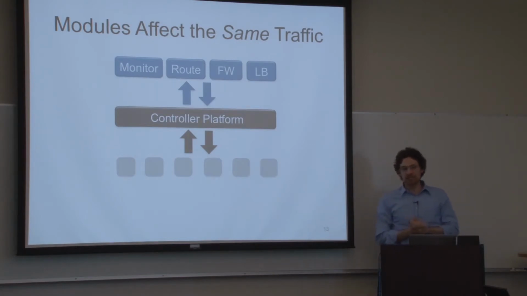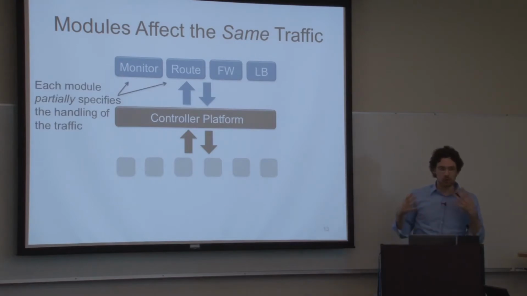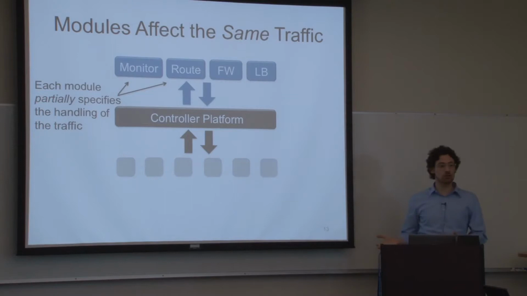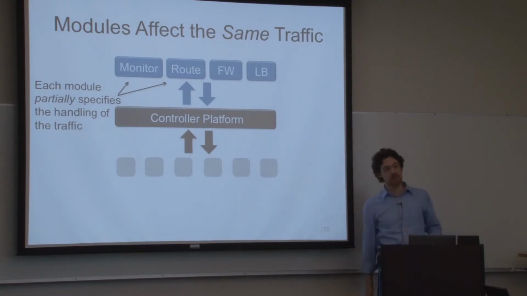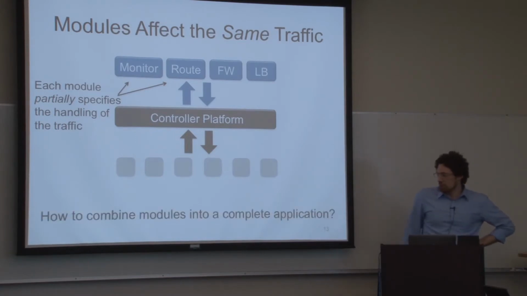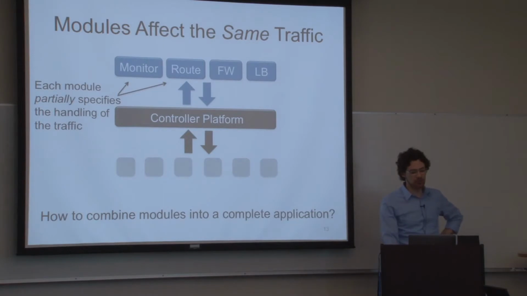So we need modules that can affect the same traffic and do more interesting, more powerful things. Say you've got your load balancer, and it's going to partially specify how the traffic's handled, perhaps by rewriting the destination IP headers. Your routing module is going to partially specify some of the behavior: whatever the destination IP is after modification, it determines where the packet goes out of the network, where the packet goes out of the switch. So how do we actually combine these modules? How do we write them in order to get complete applications?